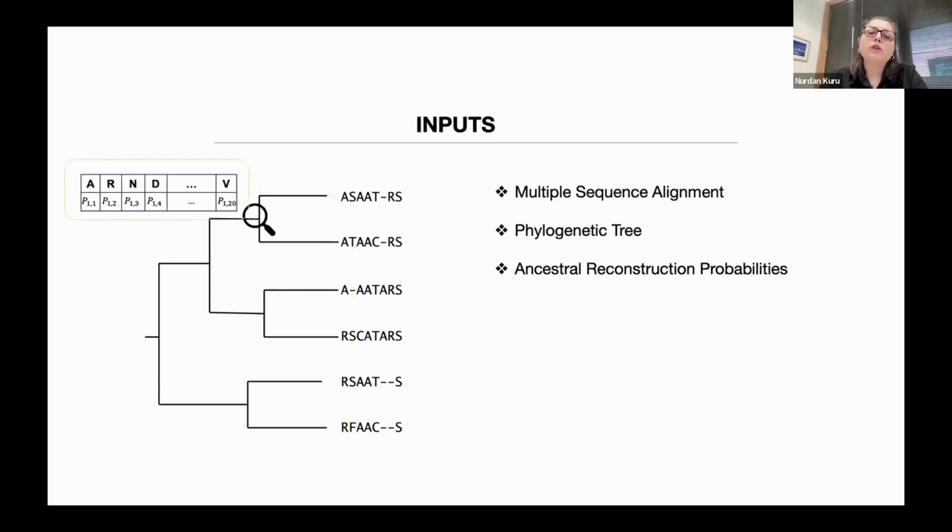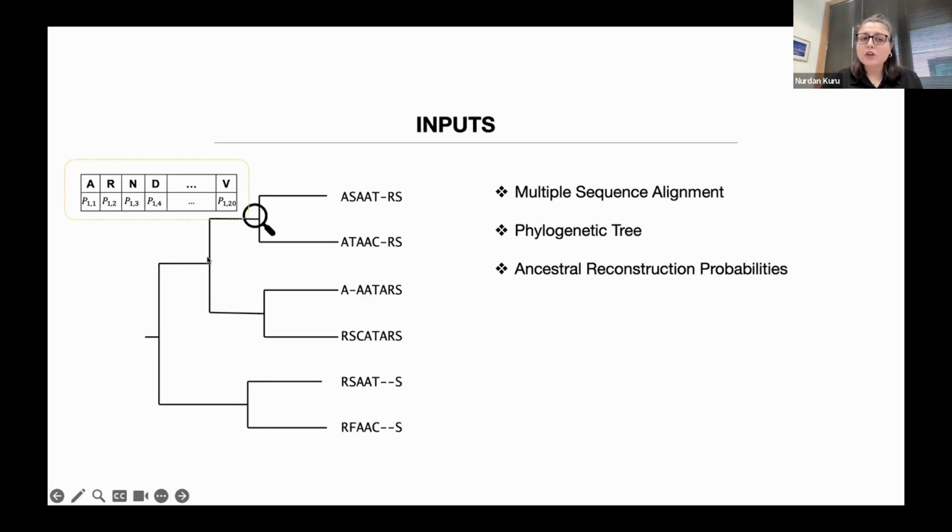And the last input is the ancestral reconstruction probabilities. As you already know, ancestral reconstruction helps us go back in time and predict the ancestral amino acid at these internal nodes. Because remember, the idea of our approach is that we want to detect the exact location of amino acid alteration, whether it is here, here, or here.